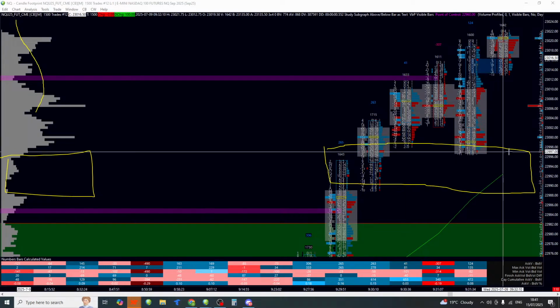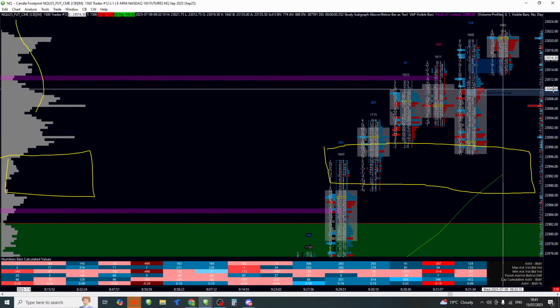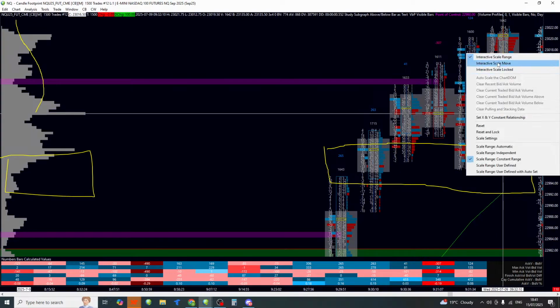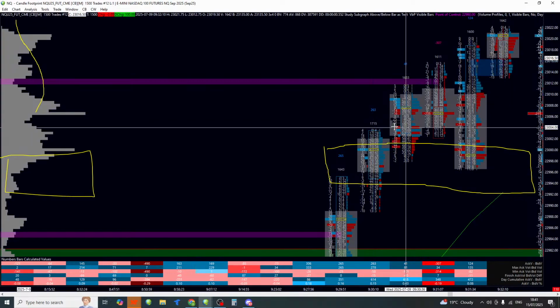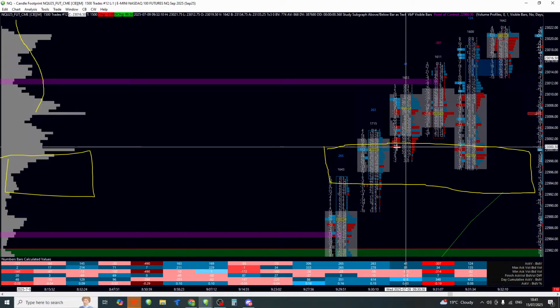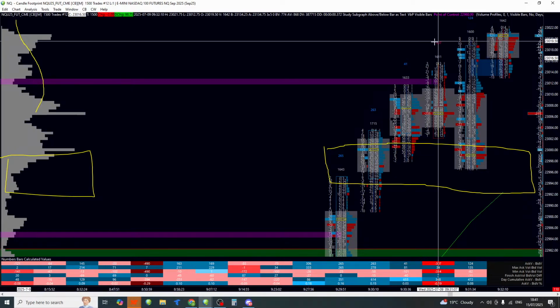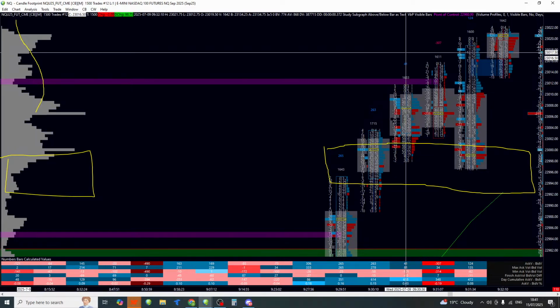So where you have numbers here, if I just zoom in, you have numbers here like 22, 22, 14, 16. That means there were 22 more sellers than buyers at this level. So we had aggressive selling into this area, and you can see by the delta of the candle, right? This candle had a negative 300 delta, right? That means in this candle, I told you, this is not a time frame.